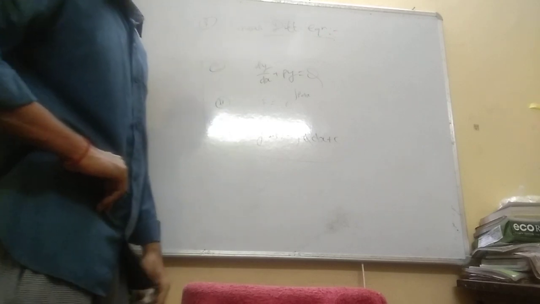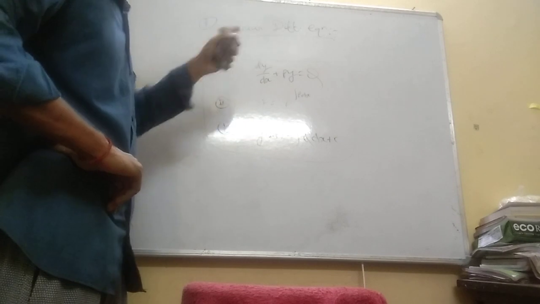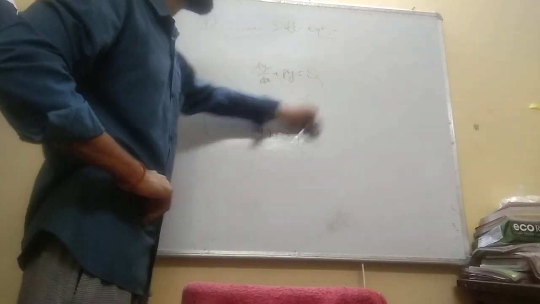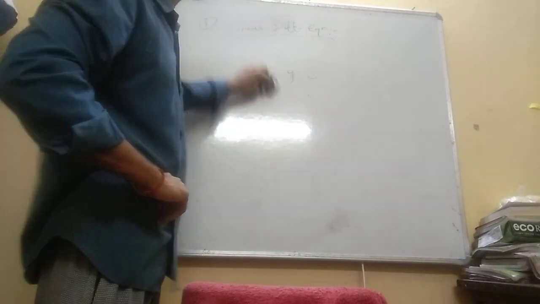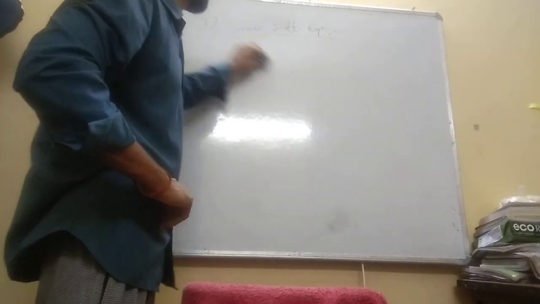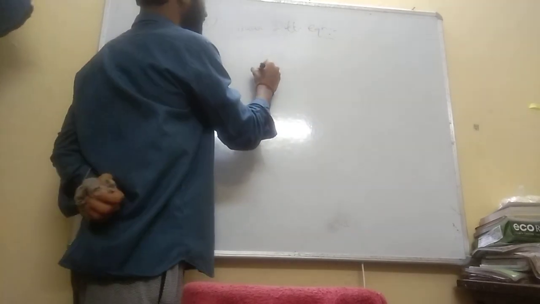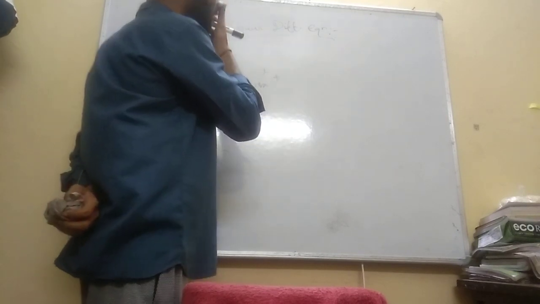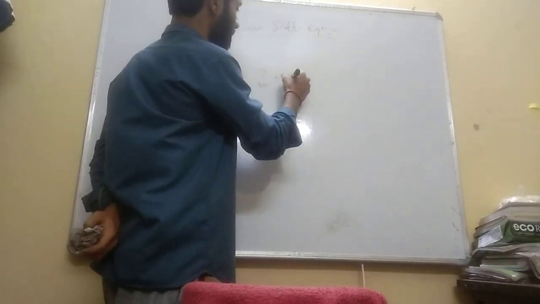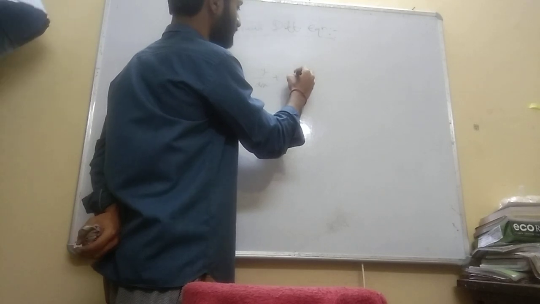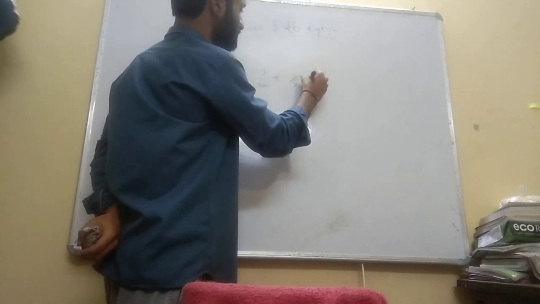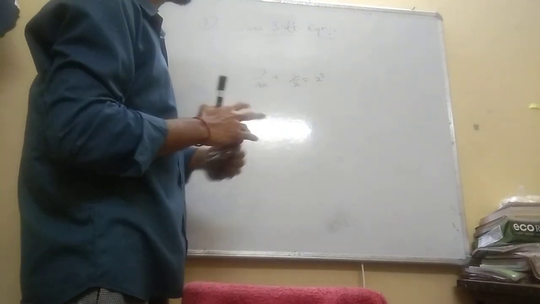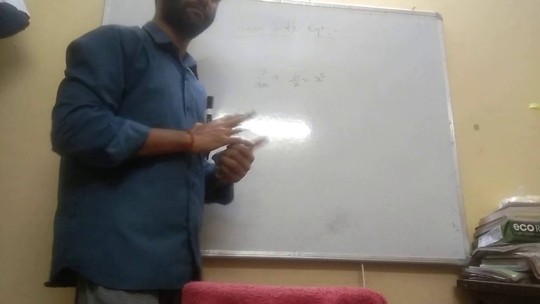I am taking one example, and with that example this concept will be more clear. For example, you can take dy by dx plus y by x is equal to x square. This is a problem, and we have to solve it.